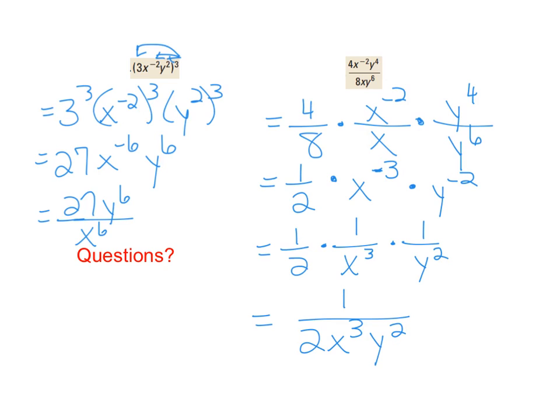4/8 is 1/2. Here, this is x to the negative 2 over x. There's a little 1 there, right? So when I subtract, negative 2 minus 1 gives me x to the negative 3. Here, 4 minus 6, I get y to the negative 2. My 1/2 is fine, but I've got to fix these negative exponents. So x to the negative 3 is 1 over x cubed. Y to the negative 2 is 1 over y squared. I multiply straight across. Numerators, 1 times 1 times 1 is 1. And 2 times x cubed times y squared is 2x cubed y squared.